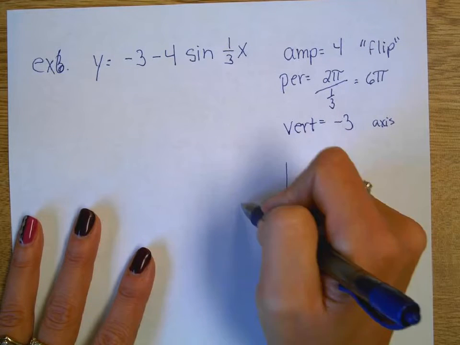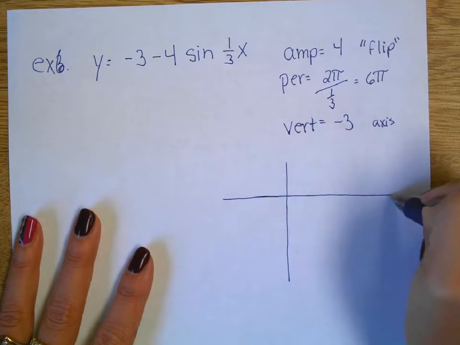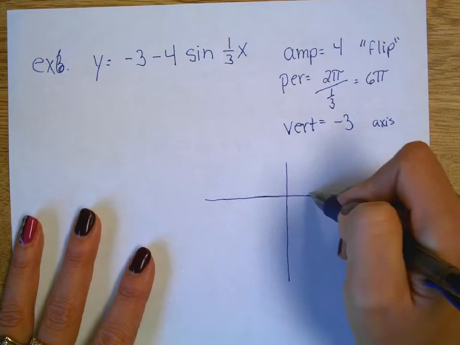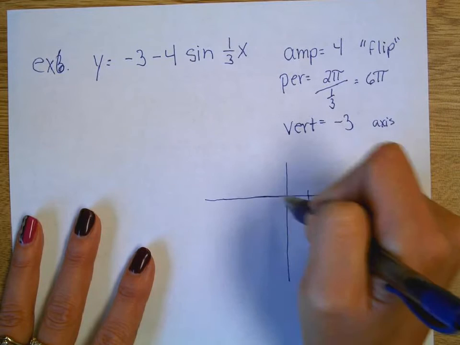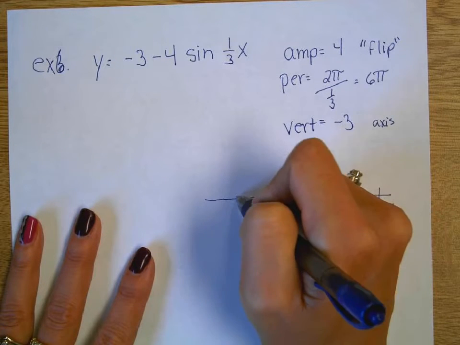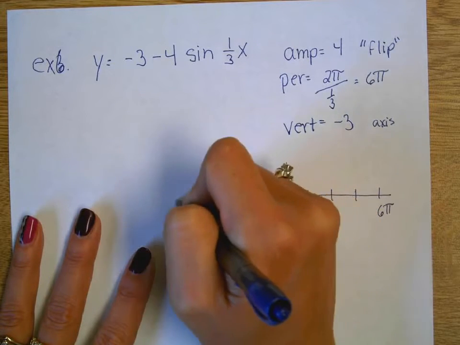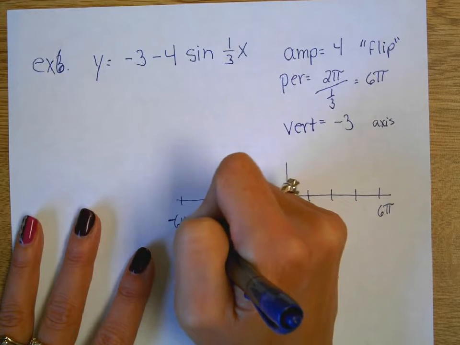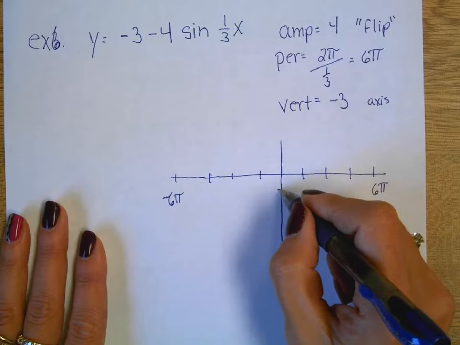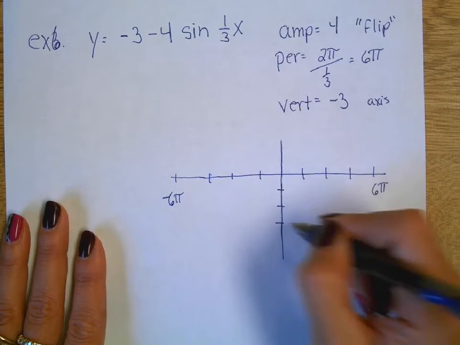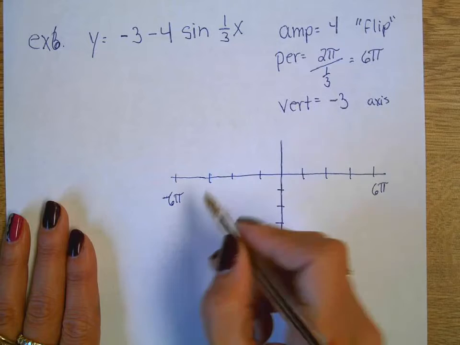So you want to see what the rest of the graph looks like? That's going out to 6 pi. That's going to go to -6 pi. I've got an axis down at -3.